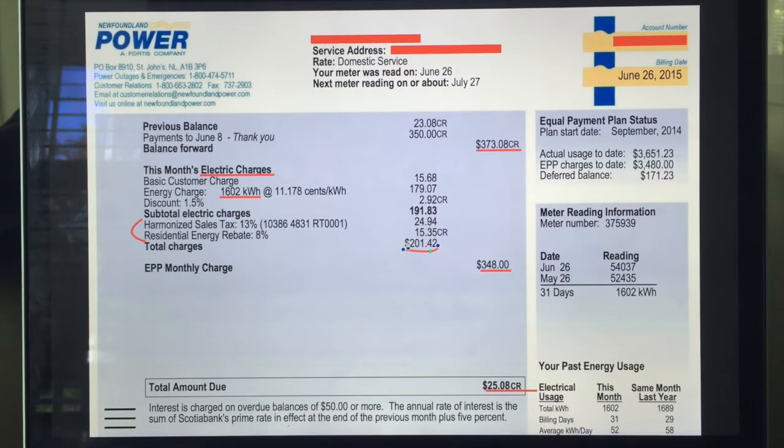That is essentially the total of all previous bills since the plan start. So your total charge from all of the previous months added together, that's what your actual usage is. Second number, EPP charges to date, is how much you've actually paid in through your equal payment plan. And then your deferred balance is essentially your actual usage minus the EPP charges. And that's how much is a deferred balance, which will essentially get settled up at the end of the year.